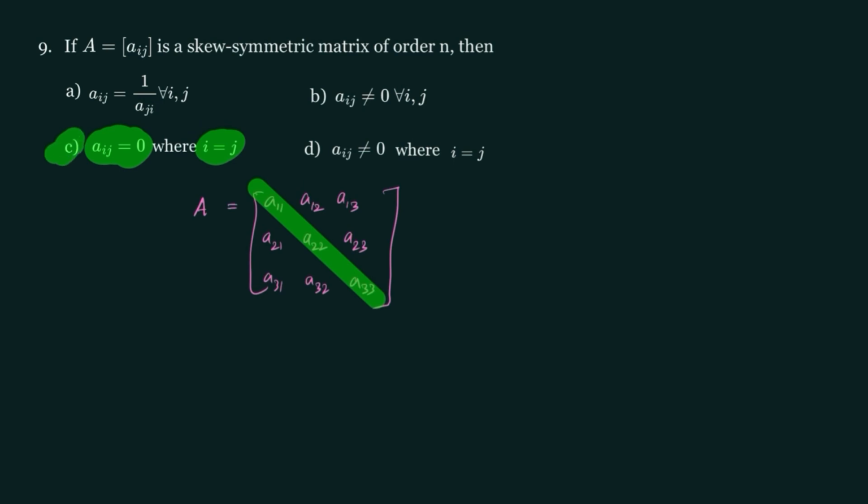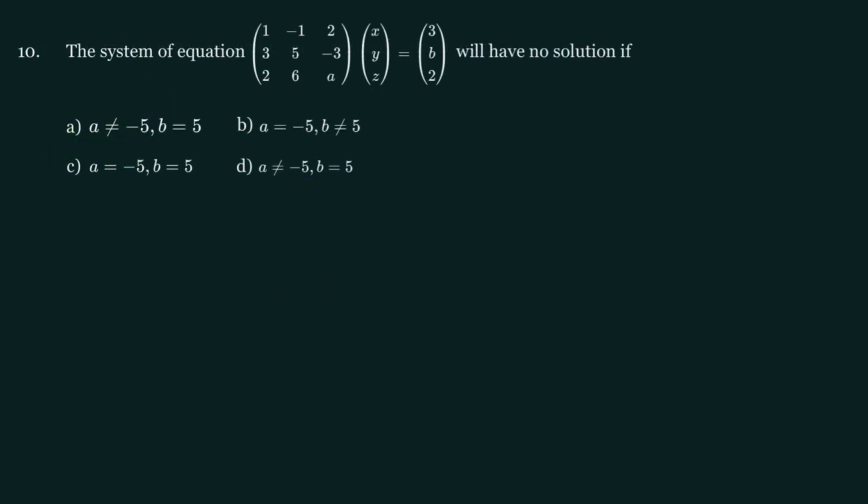And what is the property of a skew symmetric matrix? That all the mirror elements, for example a12, will be equal to negative of a21, and a13 will be equal to negative of a31. Similarly, the mirror elements a23 and a32 are equal but negative of each other. So we should know that property also. Okay, question number 10.